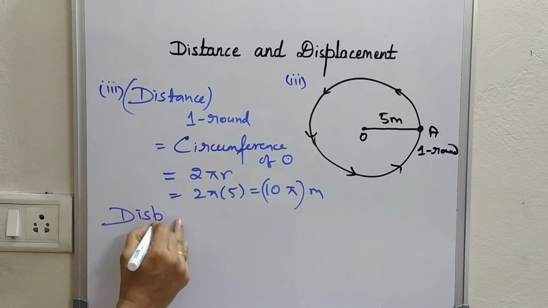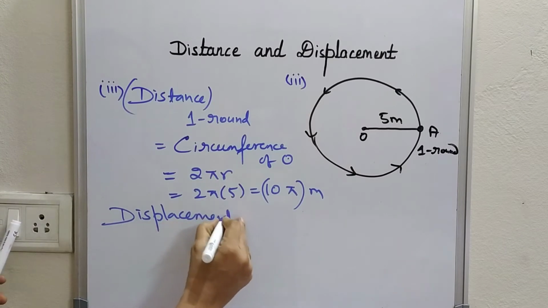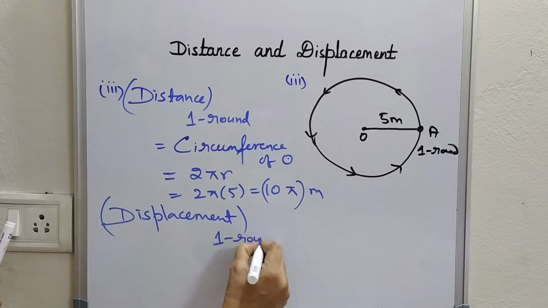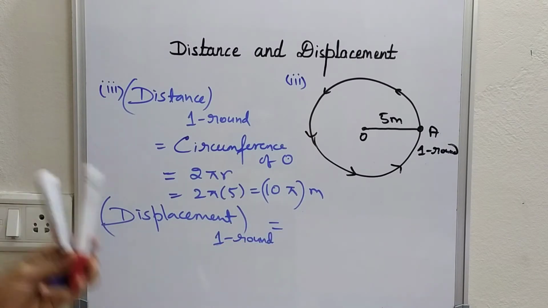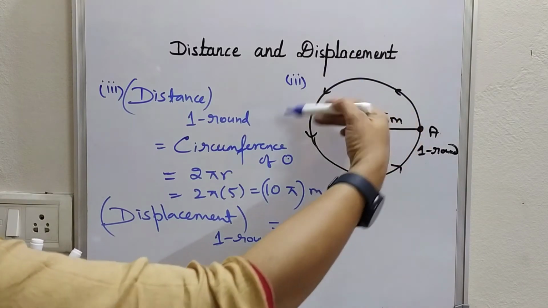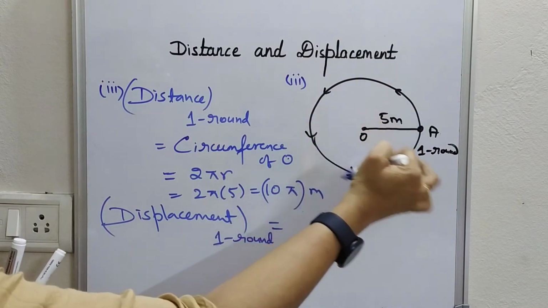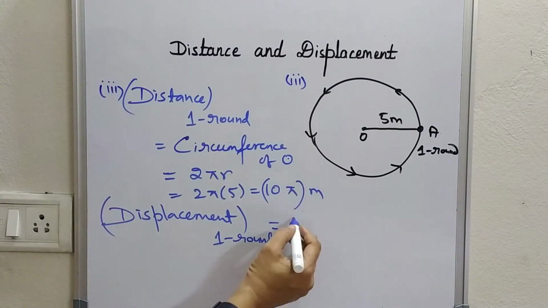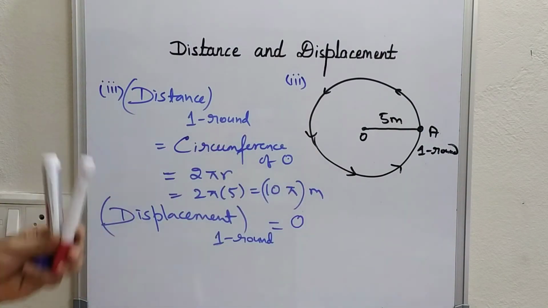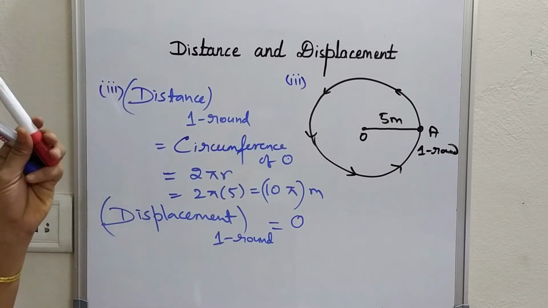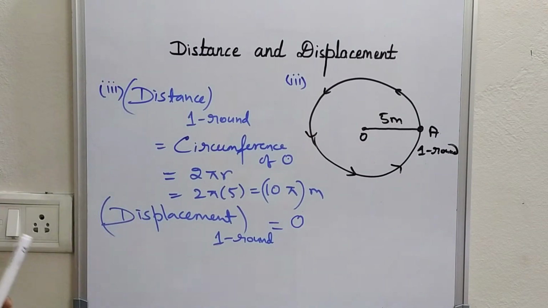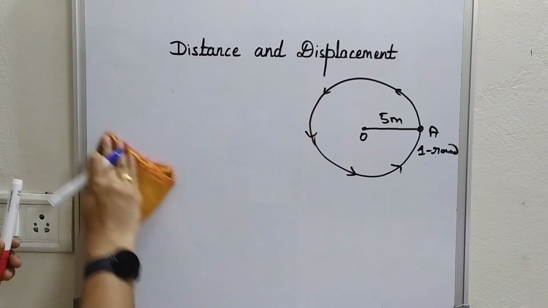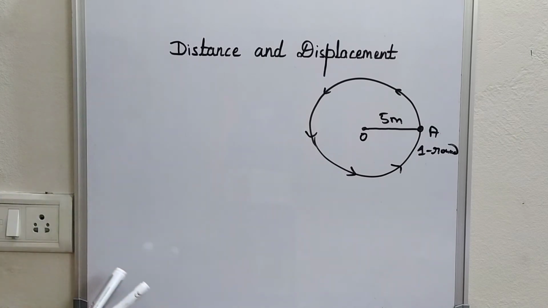Then what about the displacement? Displacement at the end of one round traveled by the body is the shortest distance between the initial position and the final position. At the end of one round, the body came back to where it started. So there is no displacement. Displacement is 0. Here we can clearly understand the difference between distance and displacement. Let me take up one more similar example on circular motion to be more specific about the terms distance and displacement.